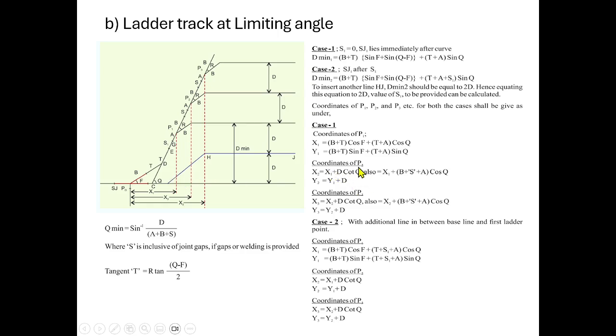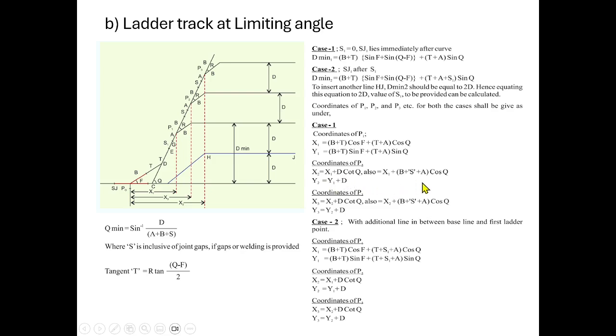And the coordinates of the next point P2 are found the same way. Once you find x1, then you add this distance. Okay, this distance we can add. This is your Q angle, and this is where B is there and A is there. That's all. Here in this case S may not be there. Sometimes we may need S also. So this is the equation we are finding out.